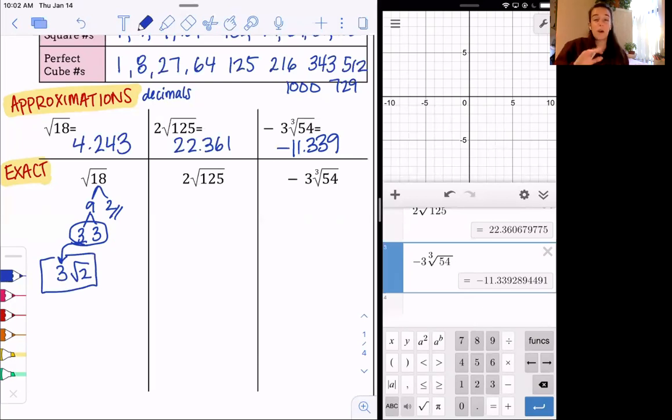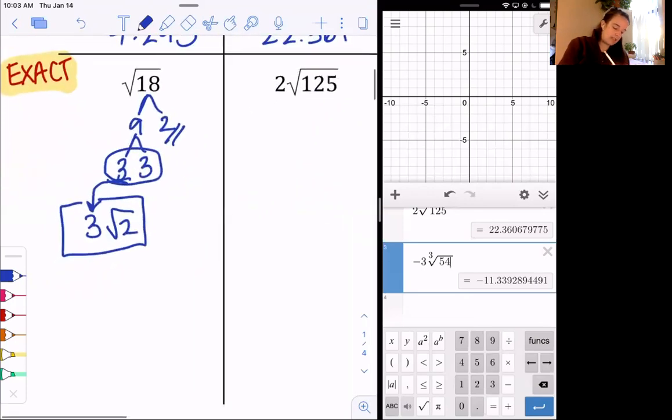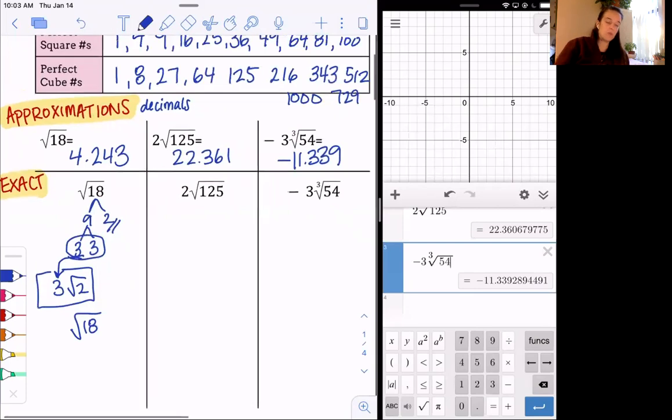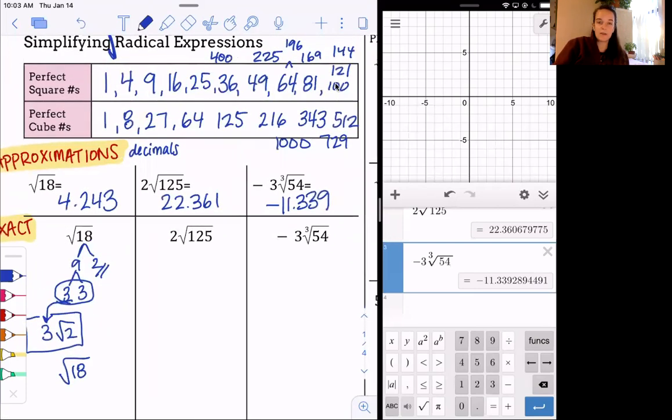Okay, so that is one way you can do it. A potentially faster shortcut way is to think about 18 and say, okay, which of these square numbers that we are talking about up here divides evenly into 18? It's not going to be the big ones. It's got to be one of these. I know that it's 9, right? I know 9 divides evenly into 18.